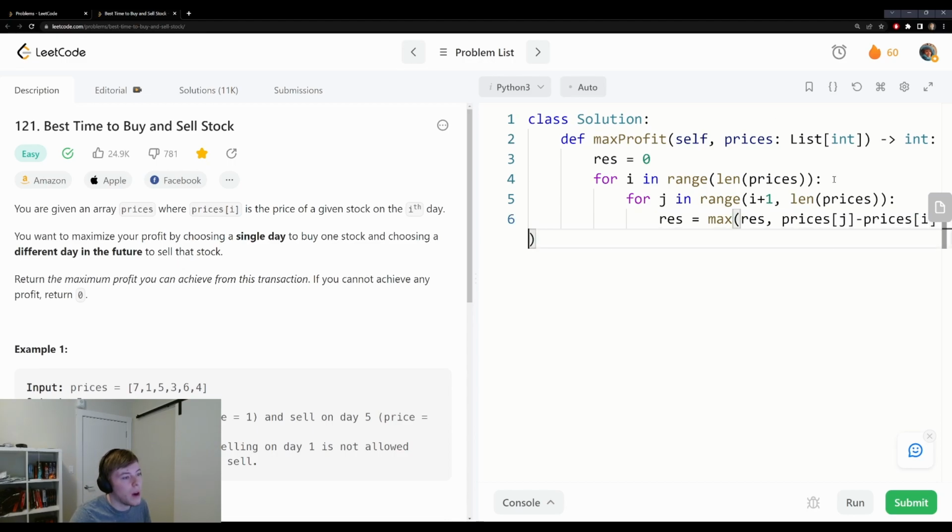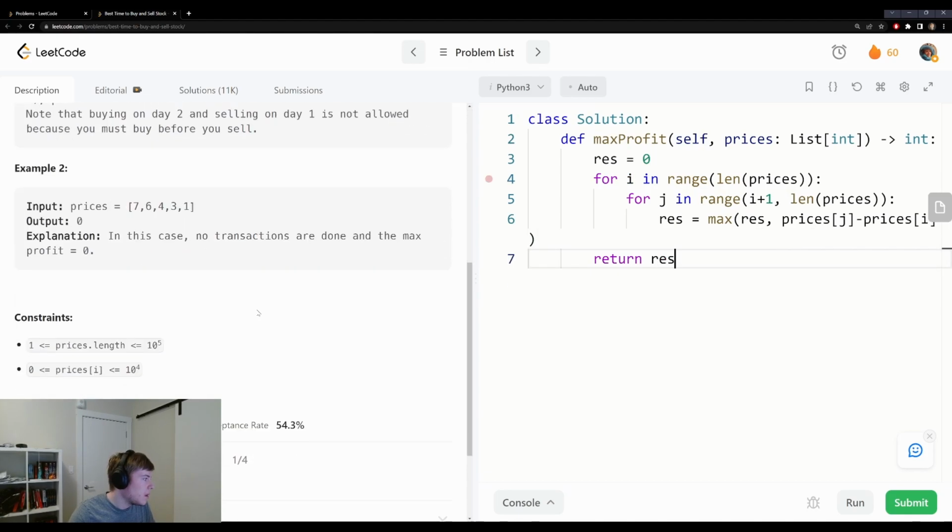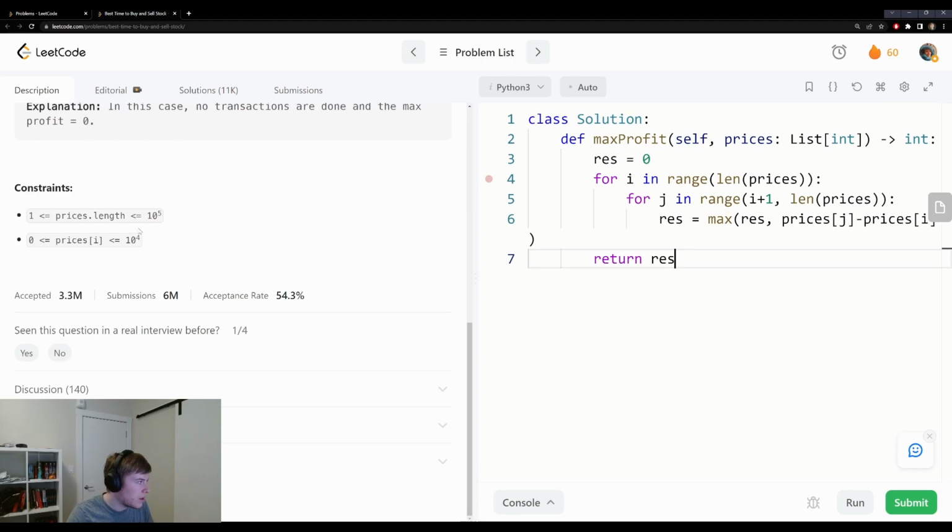So the profit would simply be the day that you sold it on, how much was it going for, minus the day that you bought it on, how much was it going for. Then you just return this. Let's quickly look. Okay, so there are 10 to the 4 elements in this prices array, so it's probably not going to be efficient enough. Let's just quickly double check that it works. Okay, awesome. But we can do better.